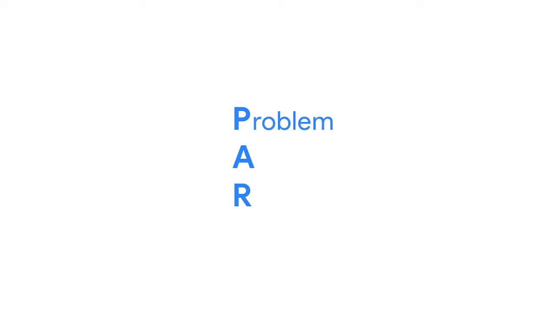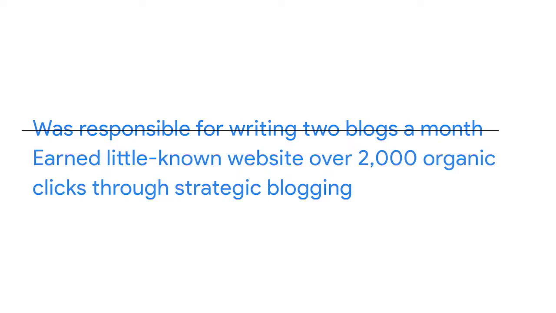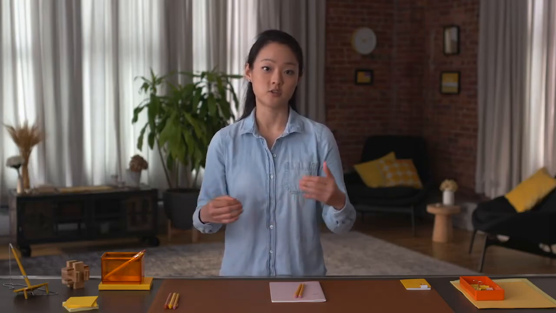or PAR statements. PAR stands for problem, action, result. This is a great way to help you write clearly and concisely. So instead of saying something like, "was responsible for writing 2 blogs a month," you'd say, "earned little-known website over 2,000 new clicks through strategic blogging." The website being little known is the problem. The strategic action is the strategic blogging, and the result is the 2,000 new clicks.